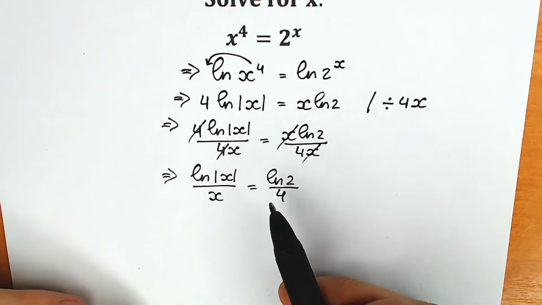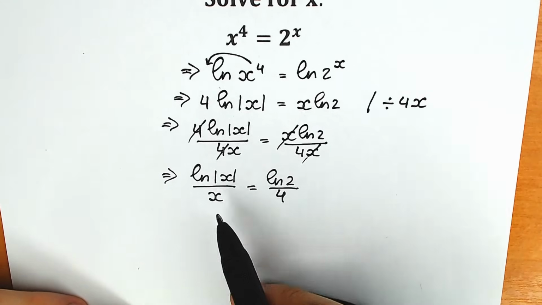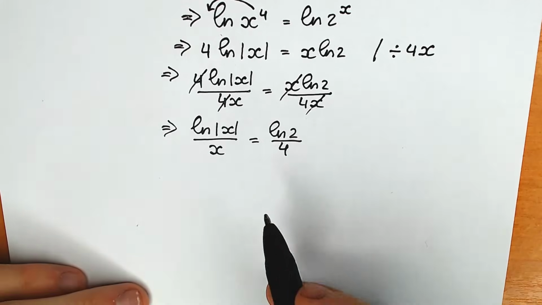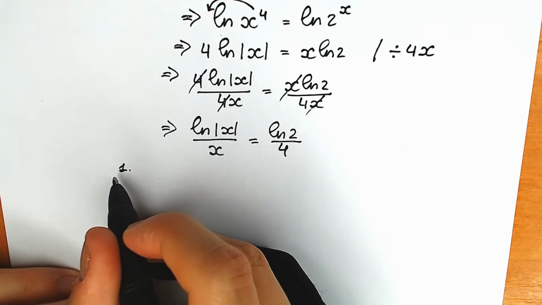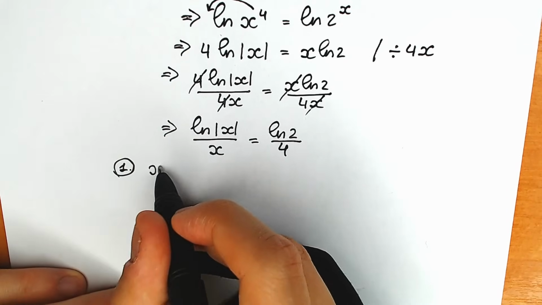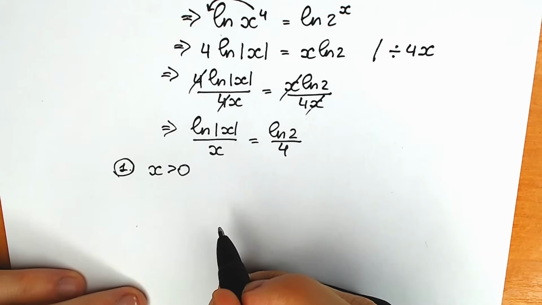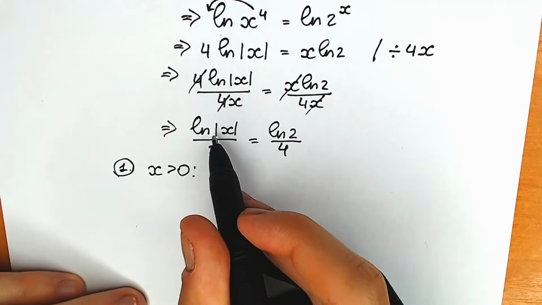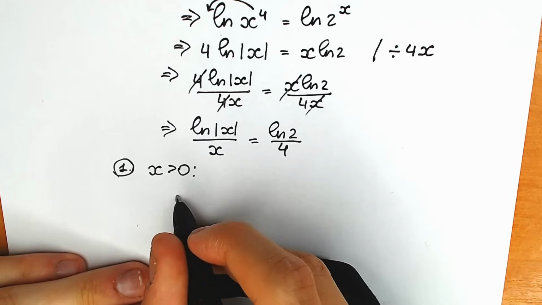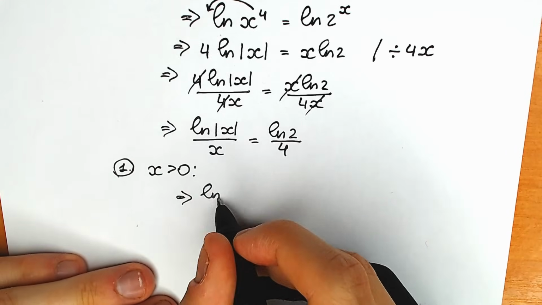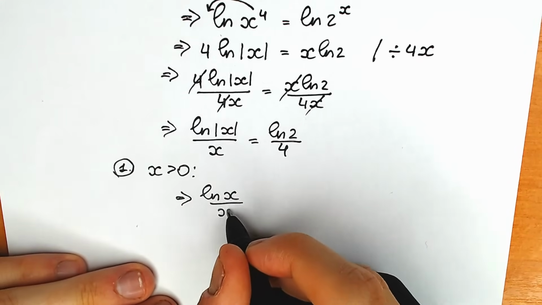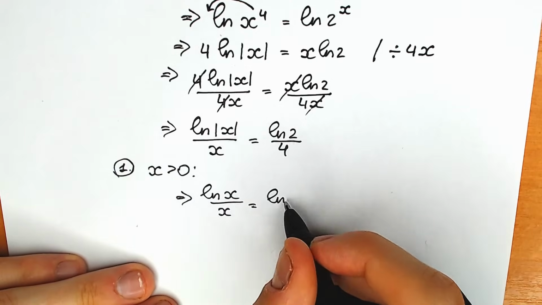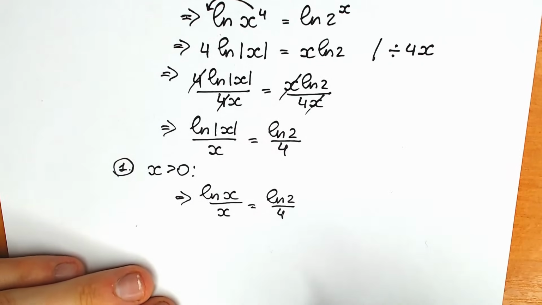Right now, a really important moment, because the absolute value can be positive and can be negative. So let's consider our first case, when x is positive, when x is greater than 0. Whenever x is greater than 0, we have absolutely the same thing, but without absolute value brackets. So as a result, what do we have? Natural log x over x equal to natural log 2 over 4.